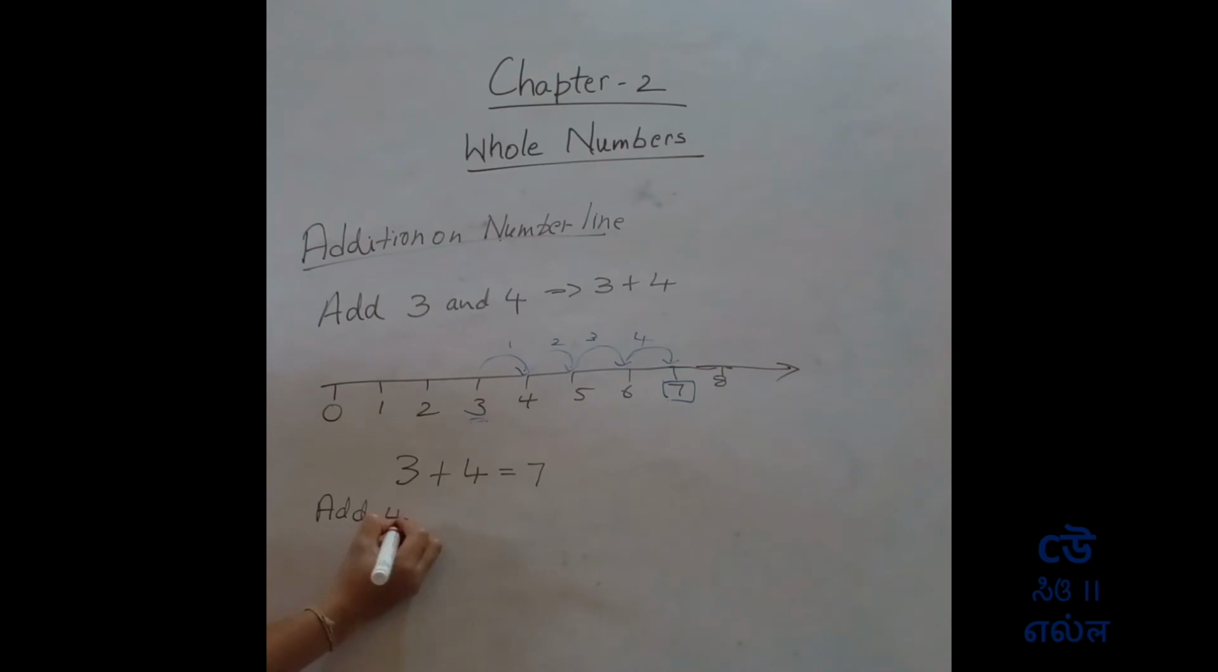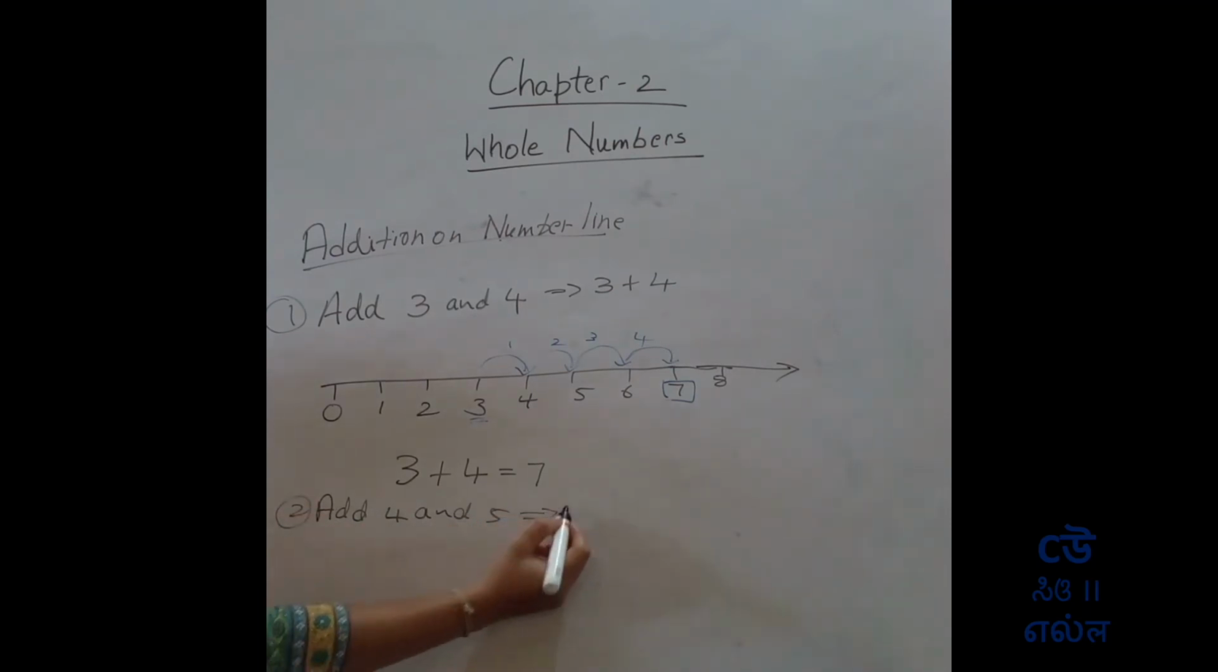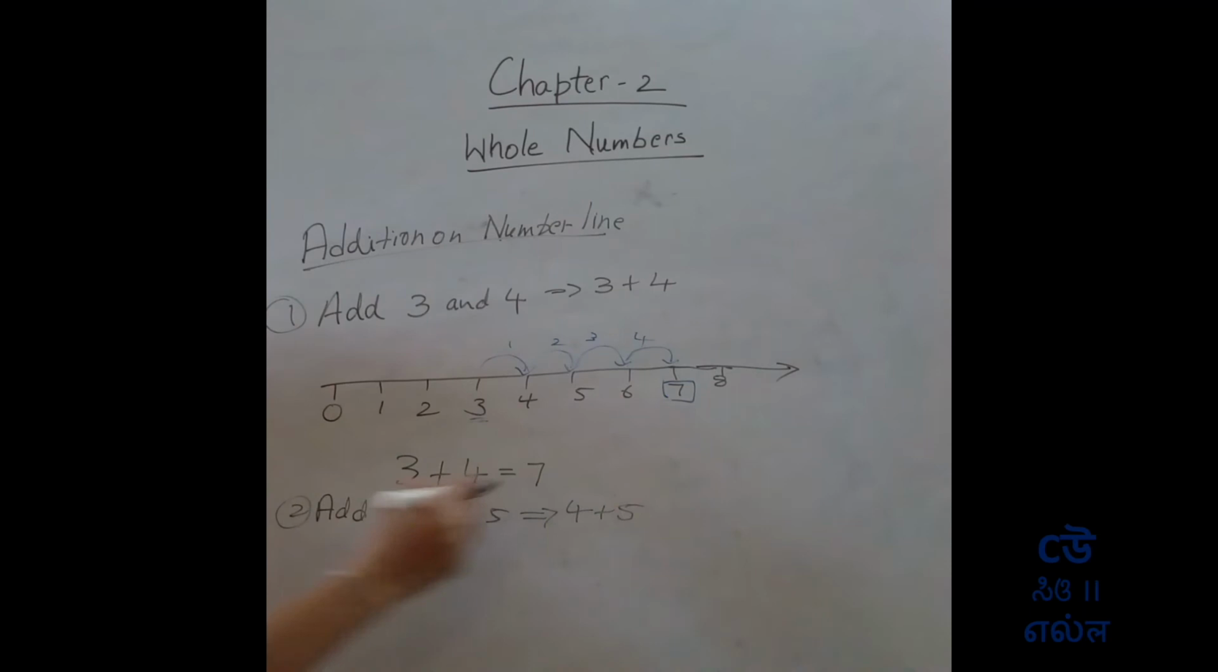Let us add 4 and 5. So first draw a number line starting from 0 with equal intervals. Okay. What distance you wrote from 0 to 1, the same distance it should be from 1 to 2.